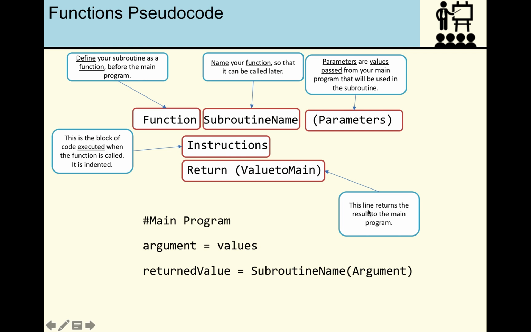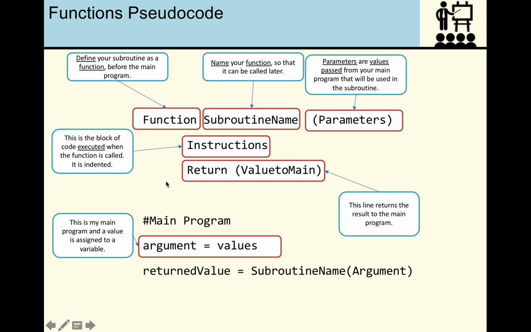And finally, and most importantly, a function returns a value. The last line in my function returns a value to the main program. That value will usually be a variable, and it's going to be within these brackets. So this line returns the result to the main program.